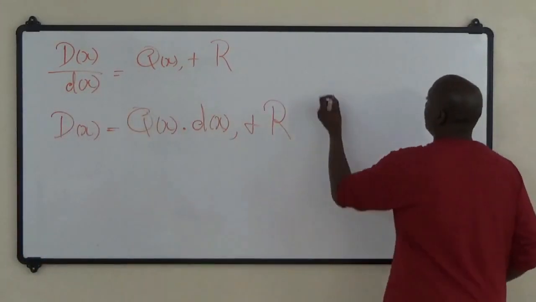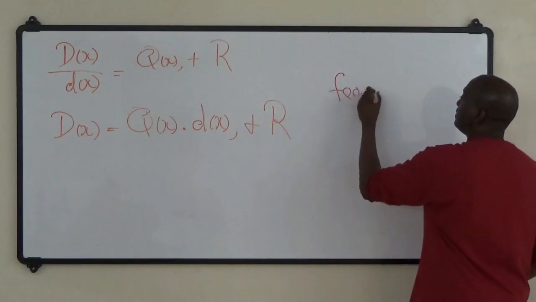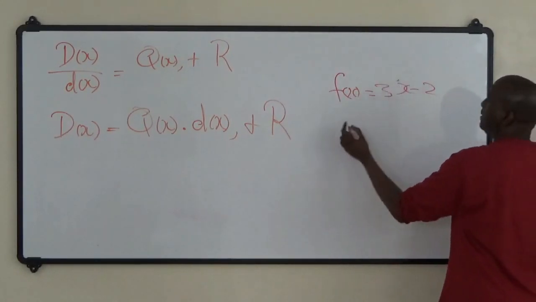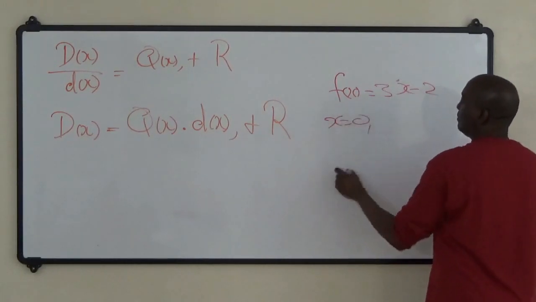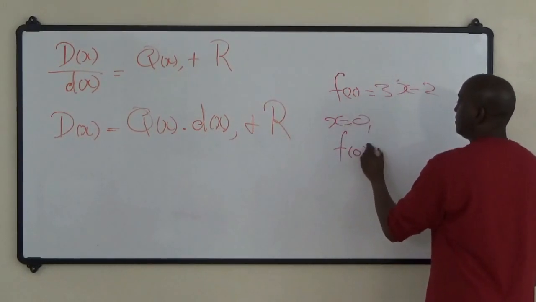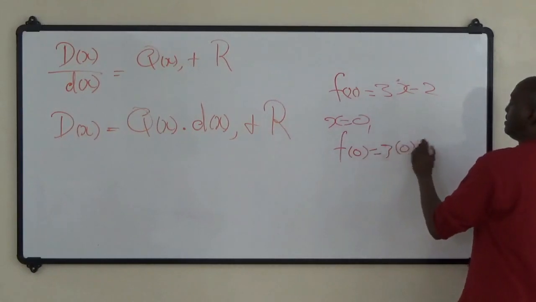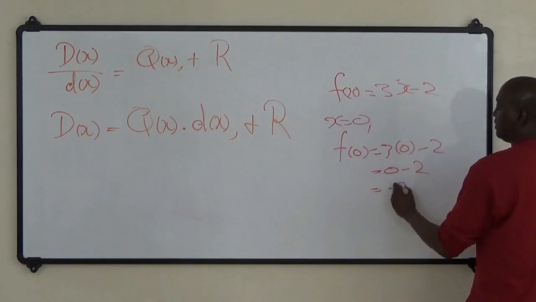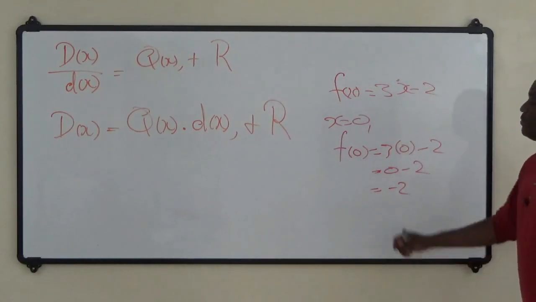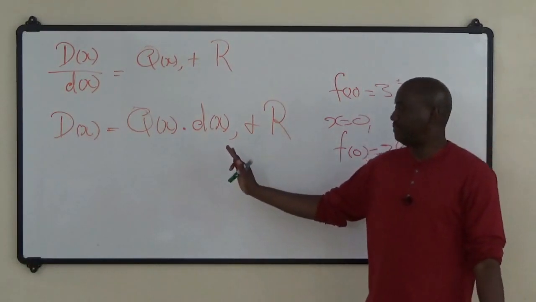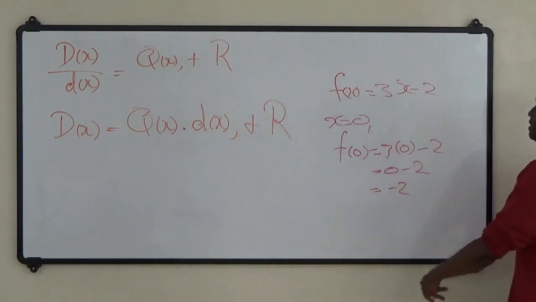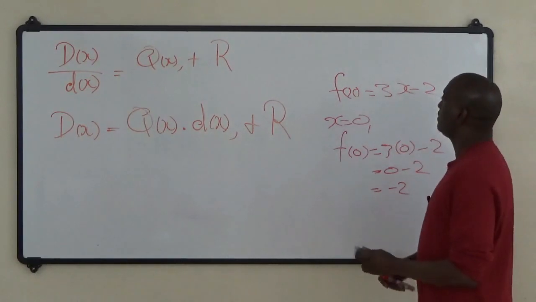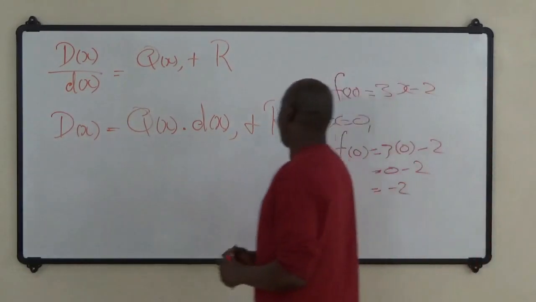Illustration. If I say that f of x is equal to 3x minus 2, and x is equal to 0, then f of 0 is equal to 3 by 0 minus 2, which is equal to 0 minus 2, which is equal to minus 2. So saying that x is equal to 0 is not the same thing as saying that f of x is equal to 0.